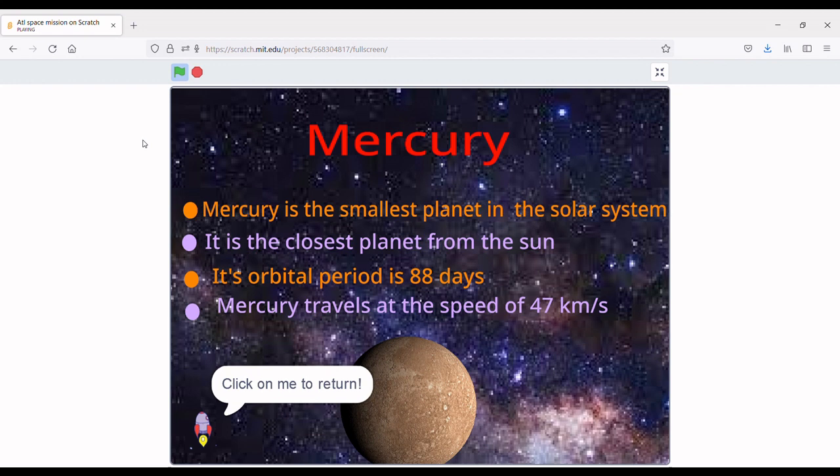Mercury. Mercury is the smallest planet in the solar system. It is the closest planet from the sun. Its orbital period is 88 days. Mercury travels at a speed of 47 km per second.